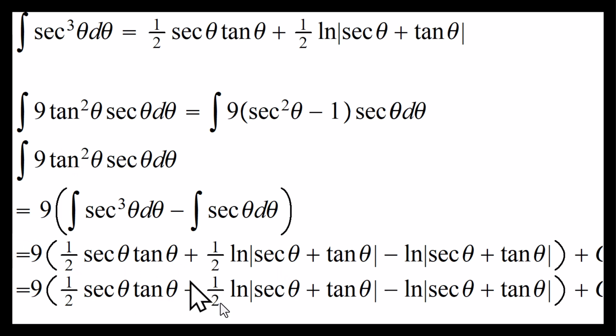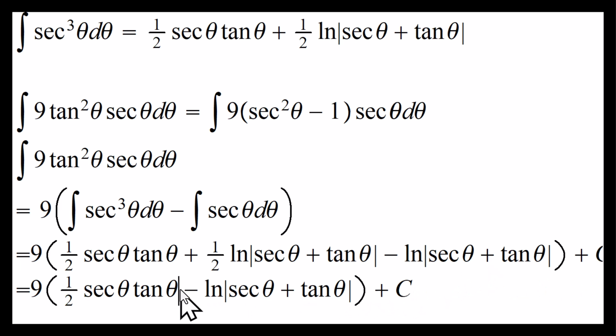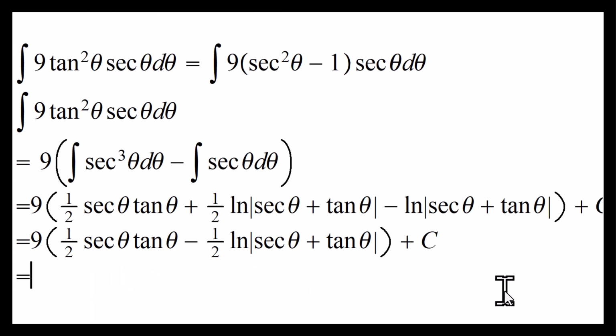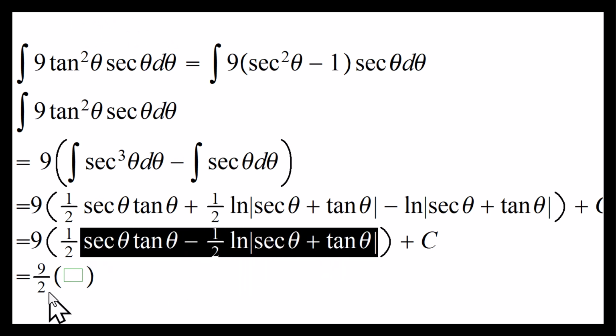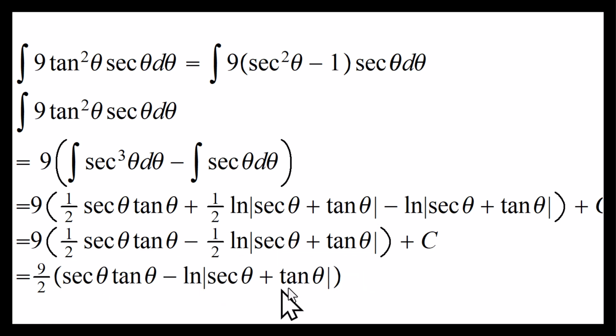So we have this, and now if you combine these two, then what will happen? Negative 1/2, sorry, positive 1/2 minus 1 is negative 1/2. So this quantity becomes this, and then you have 9/2 outside, and inside the bracket what we have? We got just this secant theta tangent theta, and I shall remove this. Let's leave the constant as a constant.